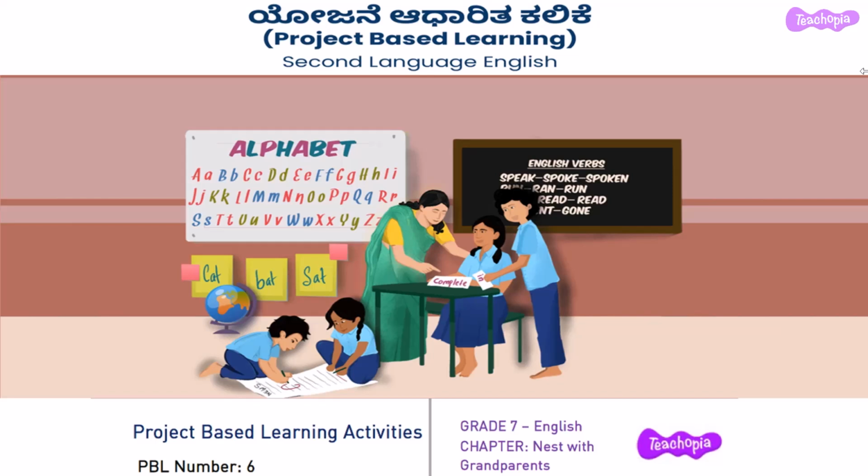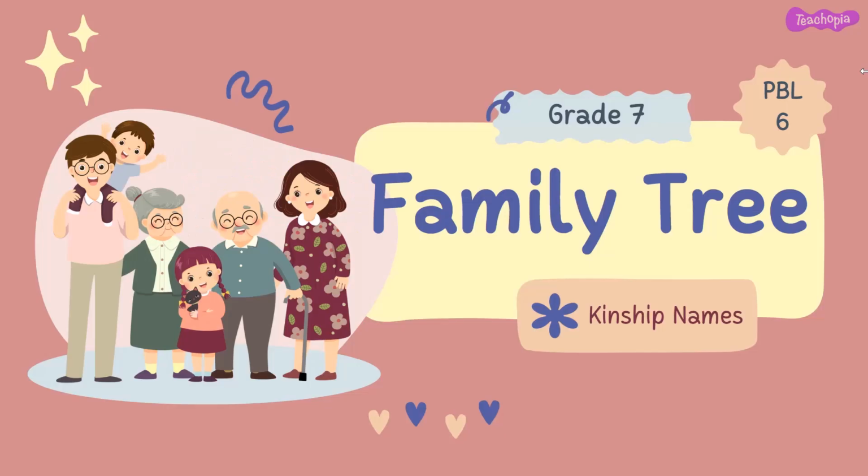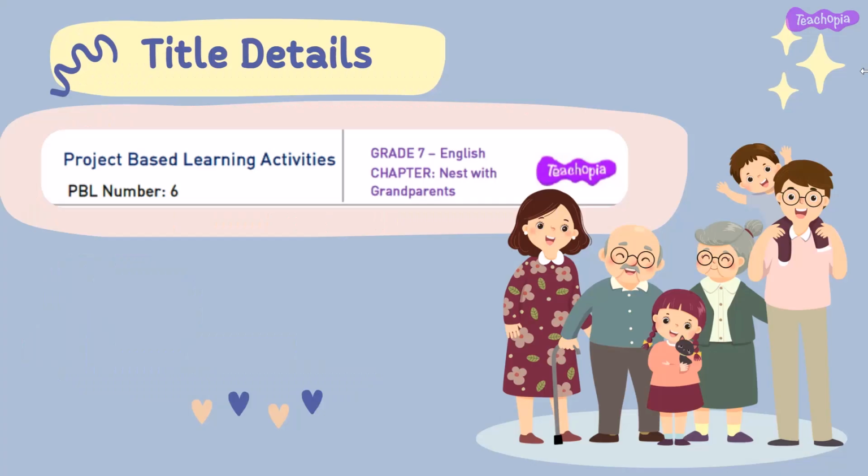PBL number 6 for grade 7. The chapter that it has been mapped with is Nest with Grandparents. In this PBL, we will be covering a concept called the family tree, and yes, kinship names indefinitely.